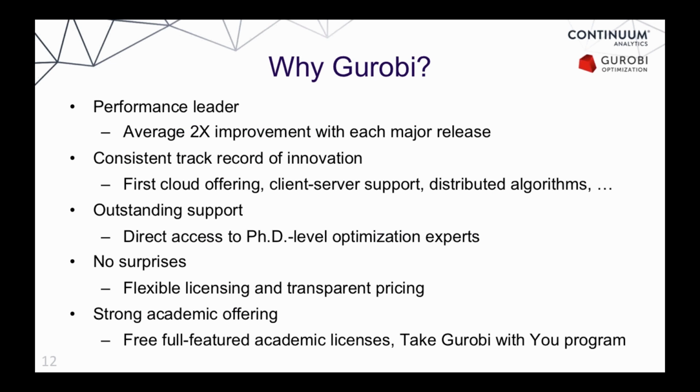So what are some other reasons to choose Gurobi? I mentioned performance leader here again because I want to stress that we're not going to stand still. There's an average 2x improvement with each major release, which means even if you don't do anything to your application, you're going to get a performance boost every once in a while. And over the last 6 years, this has amounted to almost a 50x improvement in the code. We have a consistent track record of innovation. We were the first to have a cloud offering. We have remote computing with client server support. We offer distributed algorithms to leverage multiple computers to solve very difficult problems.